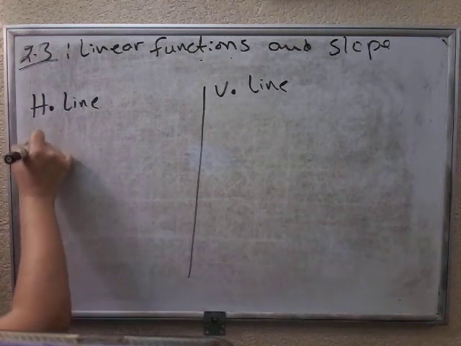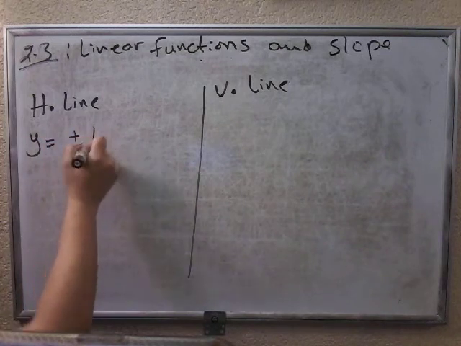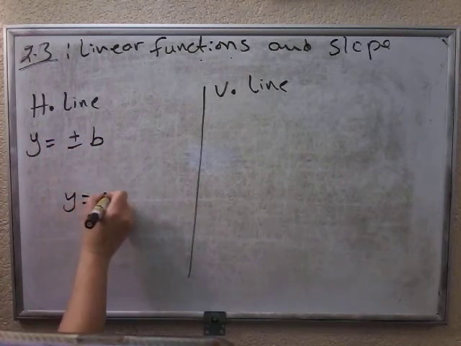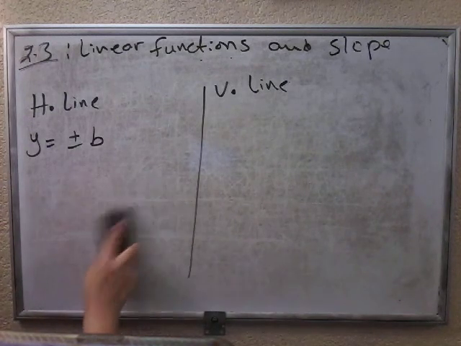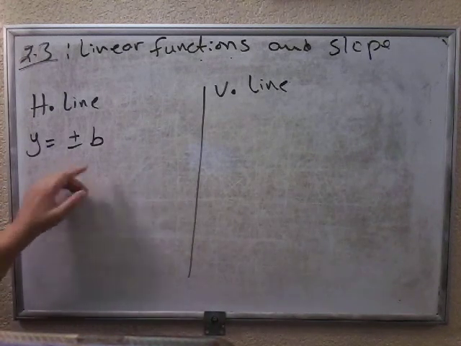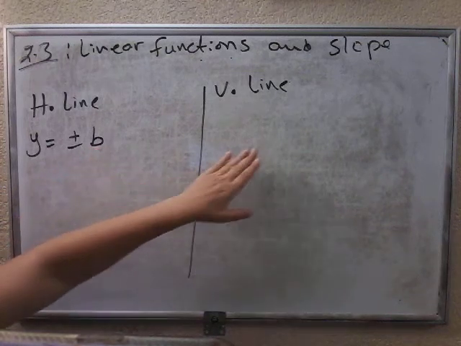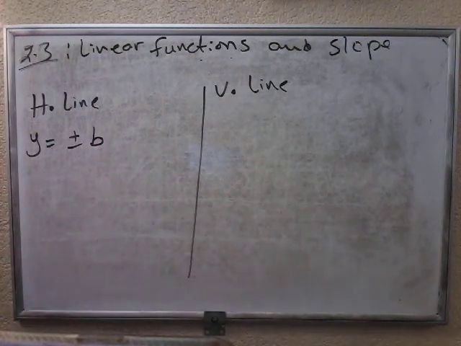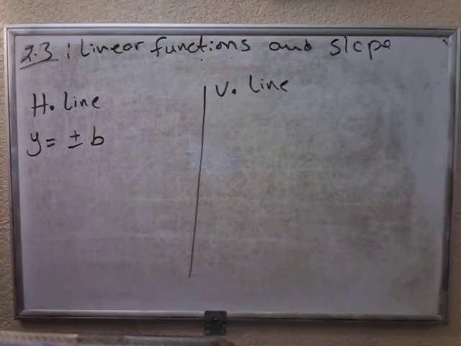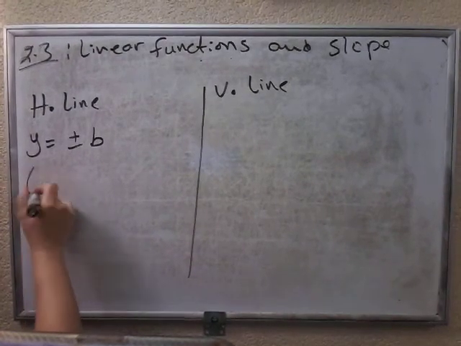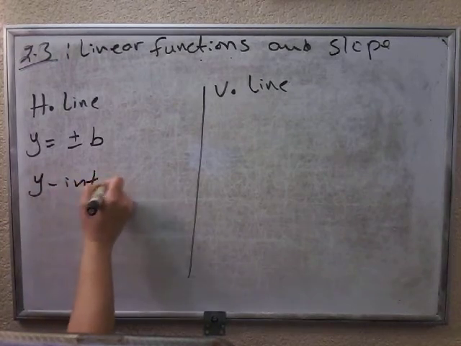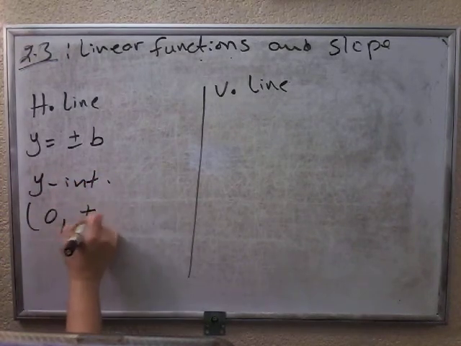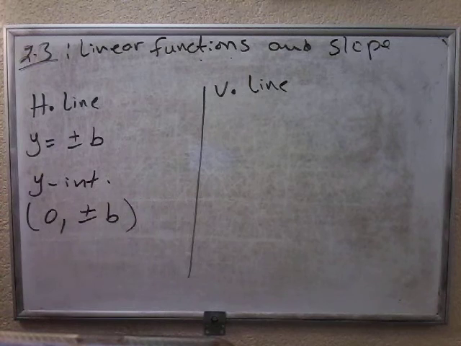So horizontal line, it's y equal plus or minus b. Remember, the b came from y equal mx plus b. So it's a y-intercept. We're talking about that b. Usually for y-intercept, we write it with b, and x-intercept, we write it with a. Now, this is, we said, a y-intercept, and it's intersecting at (0, plus or minus b), depending on where that equation is.